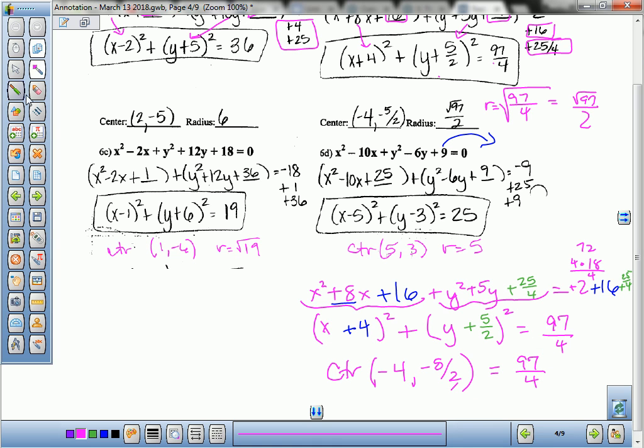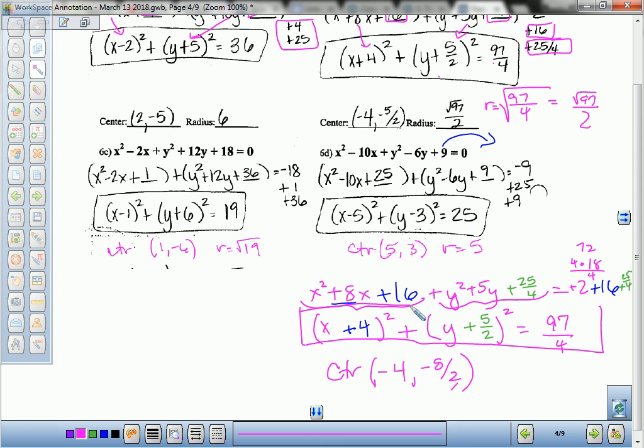All right, oh, no, I shouldn't say equals. So this is my equation right here. This line right here is the standard form for the equation of a circle. We've already found the center. Now we can find the radius.